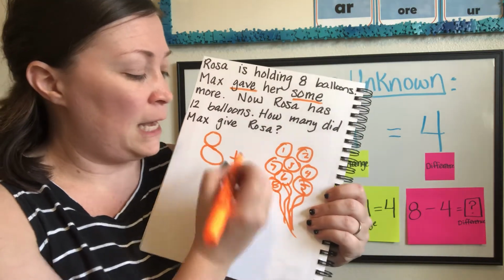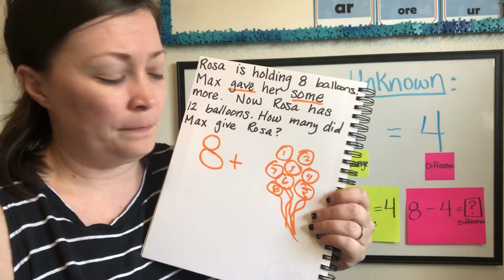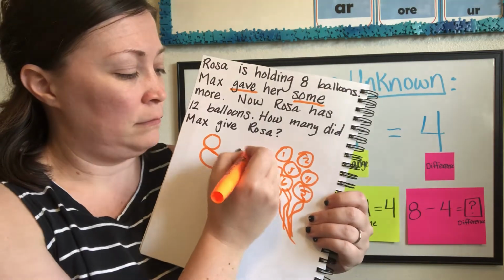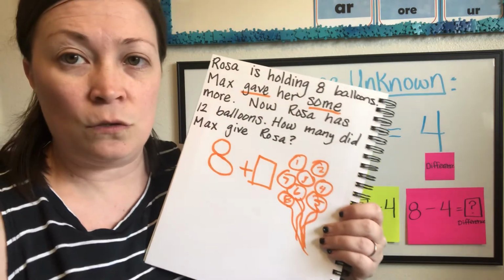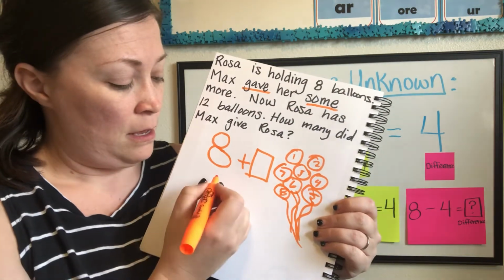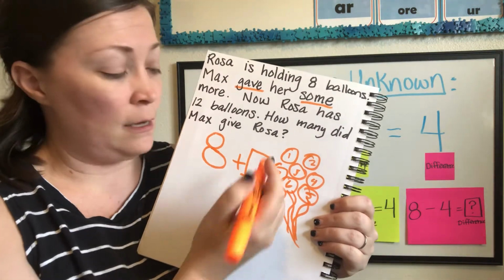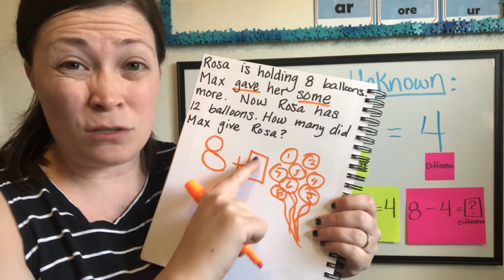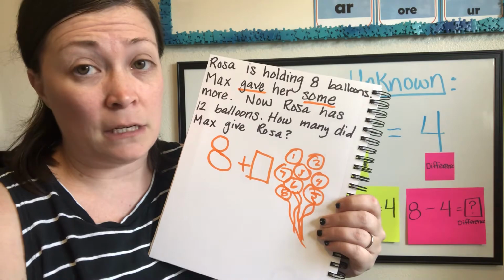I am getting some more. And then some. We have no idea. I'm realizing that I drew my balloons too close to my equation, but that's okay. All right, so we know we got some more. We don't know how many. I'm going to leave that open so I can just write my answer right there once I have it.